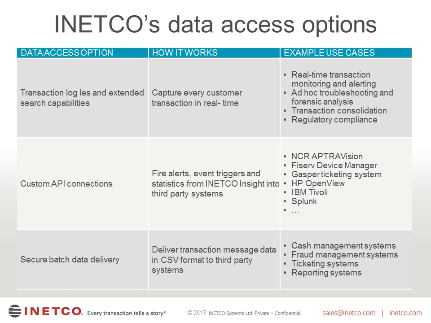The third data access option is really around more bulk data delivery. So being able to deliver a batch of data in CSV format into a third-party system. So we have a number of customers who struggle to get accurate data into their cash management systems, into their fraud analysis systems, into their ticketing or reporting systems. And those systems really can't take a real-time data feed, but they can take a batch of data once a day or several times a day. And so we can deliver a batch of data into those systems. And there's a variety of mechanisms for doing that.